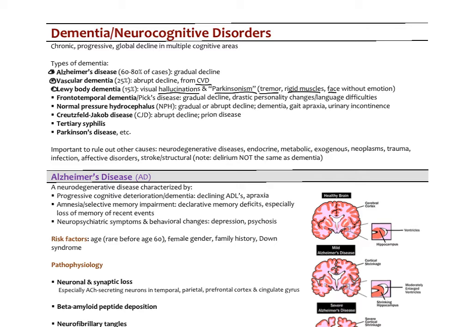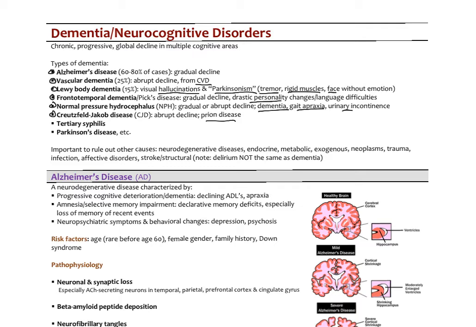There's frontotemporal dementia, also known as Pick's disease, and that's where there are drastic personality changes or language deficits that develop in a person. Normal pressure hydrocephalus is basically when there is a problem of the cerebrospinal fluid circulation, and that can result in chronic dementia, start affecting the gait, also things like urinary incontinence. Creutzfeldt-Jakob disease, this is more abrupt decline. This is from prion disease. This is very rare, but there are cases of this.